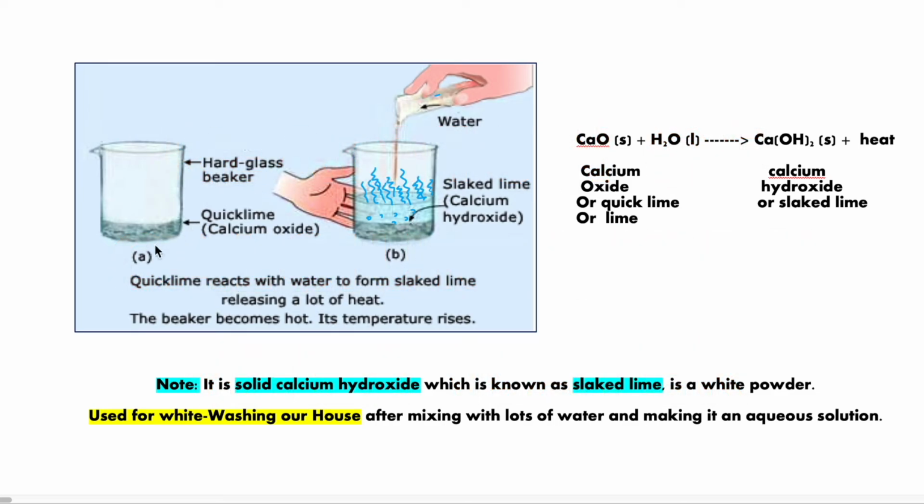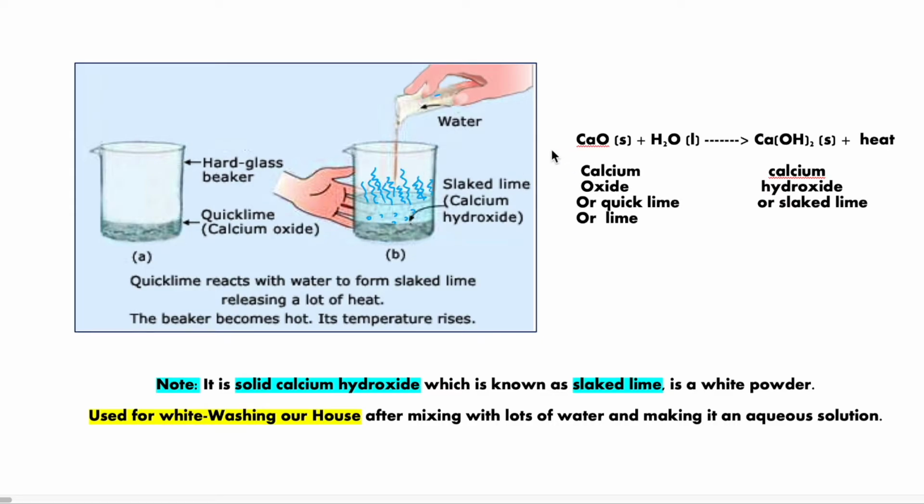In this example, calcium oxide, which is also called quicklime, is taken in a hard glass beaker and water is poured into it. After the reaction, it is seen that this calcium oxide gets converted into calcium hydroxide with the release of heat. This can be felt by touching the beaker because the temperature rises and the beaker becomes hot.